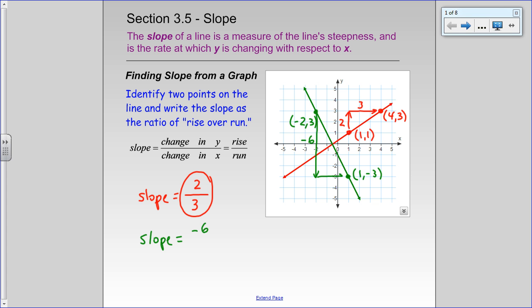The run is still to the right in the positive direction for x. That's a distance of 3. So the slope of our line is -6 over 3, which simplifies to the number -2. The slope of the green line is -2.